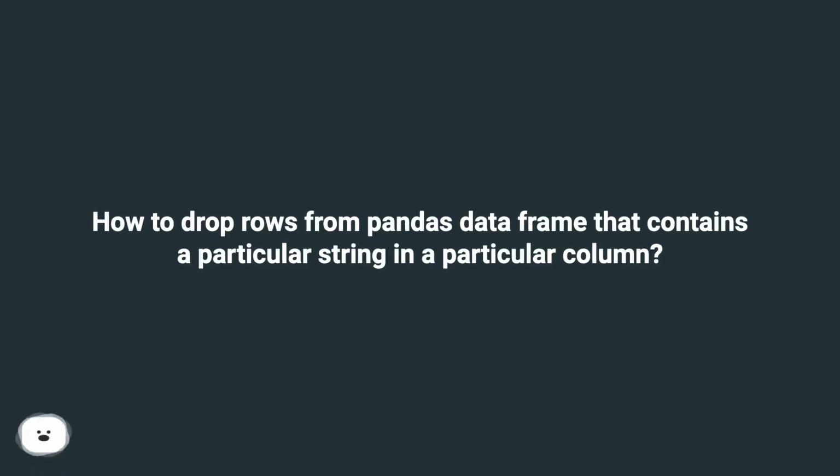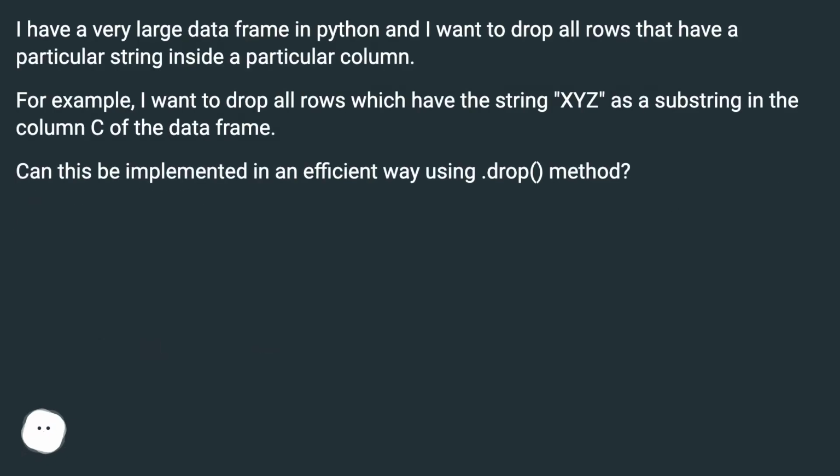How to drop rows from a Pandas data frame that contains a particular string in a particular column. I have a very large data frame in Python, and I want to drop all rows that have a particular string inside a particular column. For example, I want to drop all rows which have the string XYZ as a substring in the column C of the data frame. Can this be implemented in an efficient way using the .drop method?